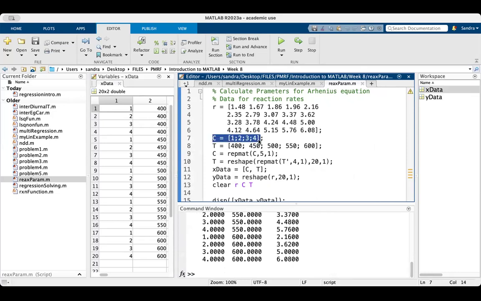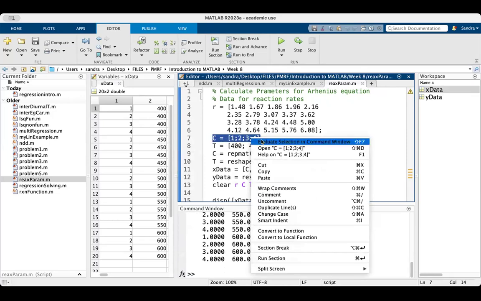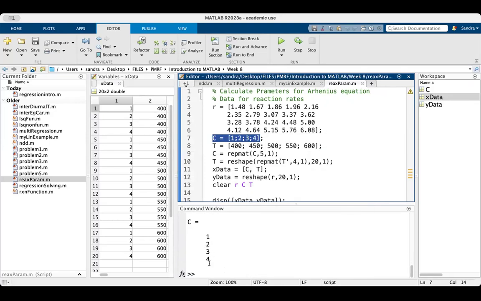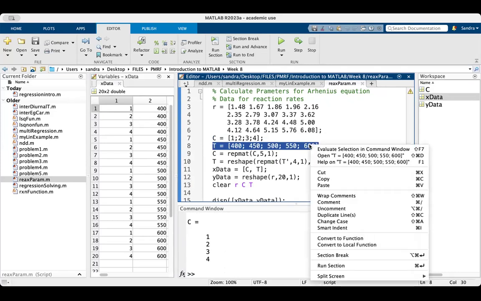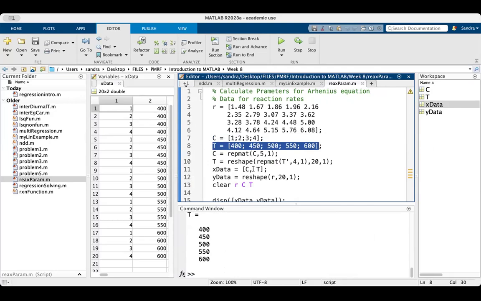What is being done is, you only have four values of concentration, 1, 2, 3, 4 in the table. And temperature also you only have these many values, that is 400, 450, 500, 550, 600. Now what I do is I repeat this 1, 2, 3, 4 multiple times.